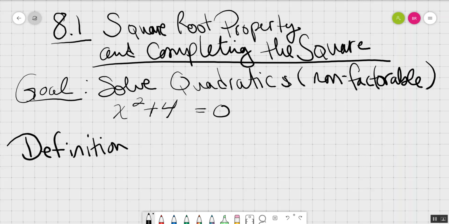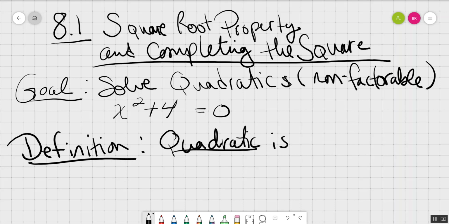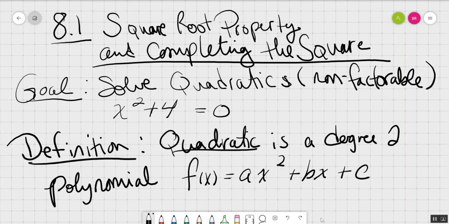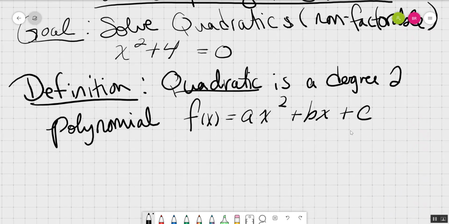Definition: a quadratic is a degree 2 polynomial. So you could write it as f of x equals ax squared plus bx plus c, where a, b, and c are just constants. So we're going to treat a, b, and c as real numbers for us.